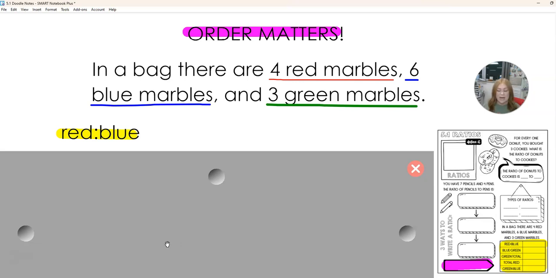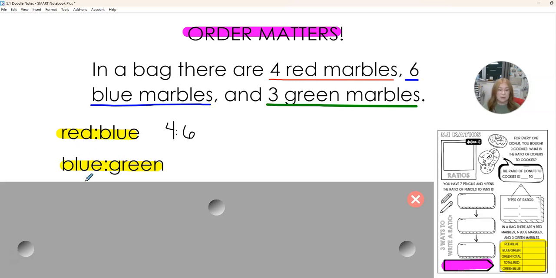So this one wants red, then blue. So we have to put red first, then blue. If I do blue, red, I'll get it wrong. So our answer, red, is 4. And we're comparing that to blue is 6. If I put 6, 4, it's the same numbers. That would mean I had 6 red and I only have 4. 4 to 6. So now it wants blue, then green. So blue is 6 and green is 3.